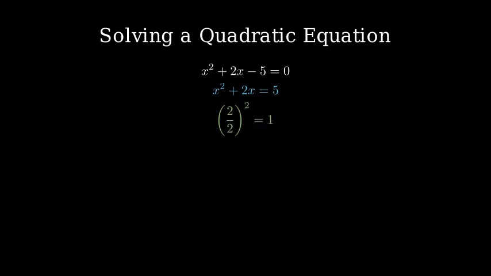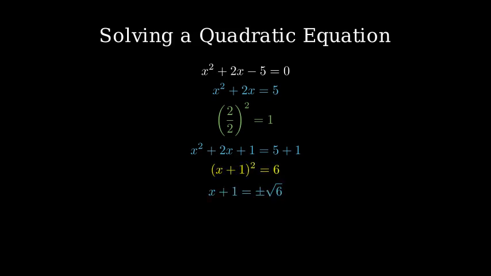Next, to complete the square, we take half of the coefficient of x, which is 1, and square it. That gives us 1. We add this value to both sides of the equation to maintain equality. The left side is now a perfect square trinomial. We can factor it as x plus 1 squared. The right side simplifies to 6.